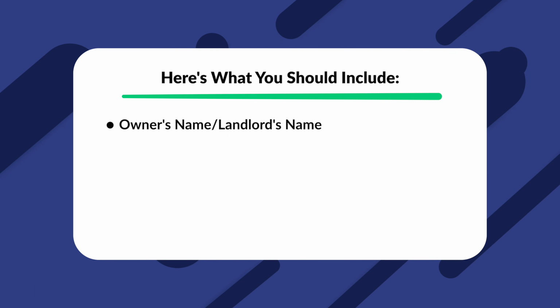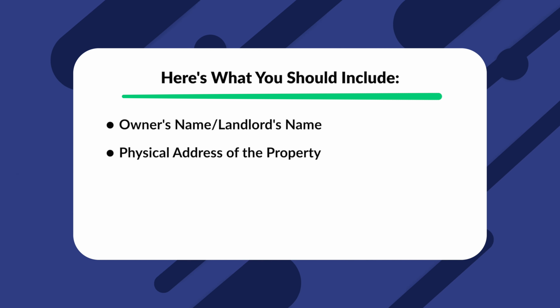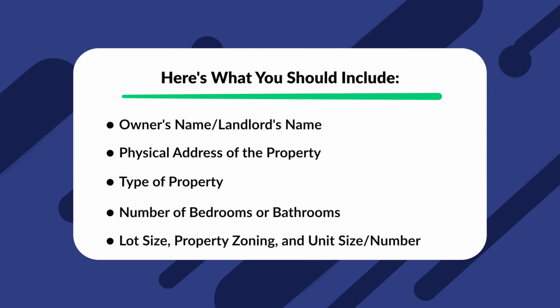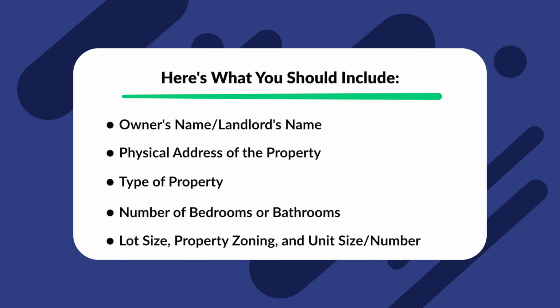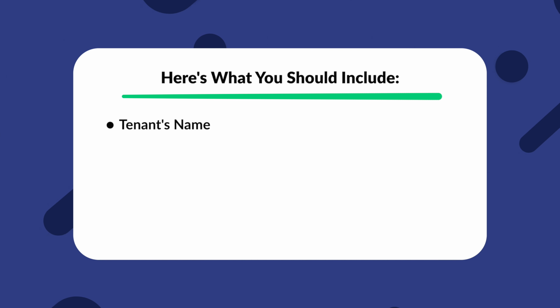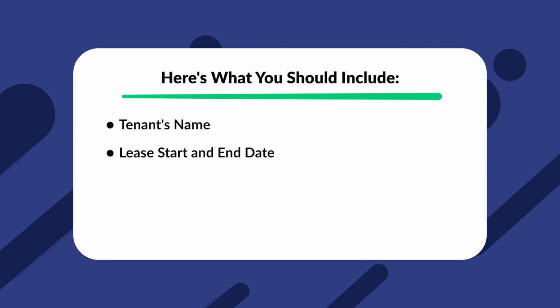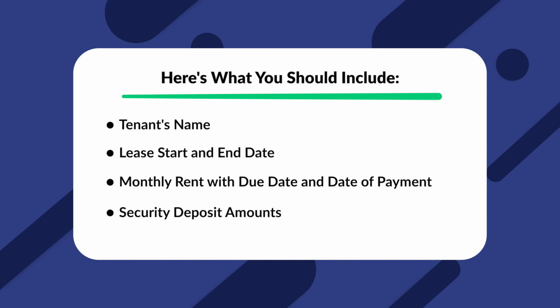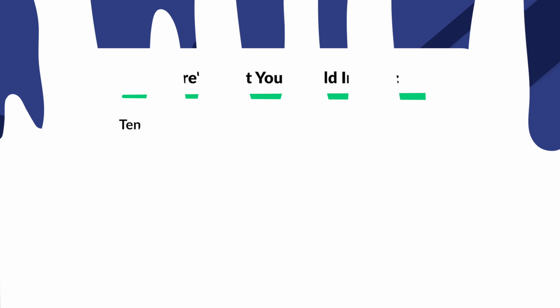You can download a rent ledger template online and adjust it to your needs, but overall, here's what you should include. The owner's name or landlord's name, physical address of the property, the type of property, the number of bedrooms or bathrooms, lot size, property zoning, and unit size or number, the tenant's name, lease start and end date, monthly rent with due date and date of payment, security deposit amounts, and additional payments. Remember that you can add as much information as you want to your ledger to make it even better.